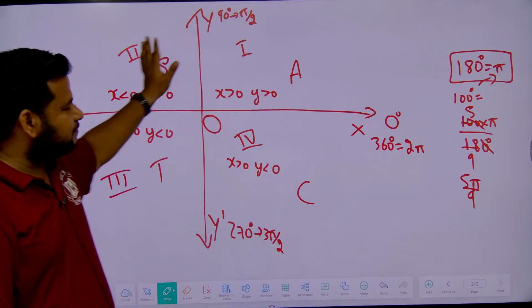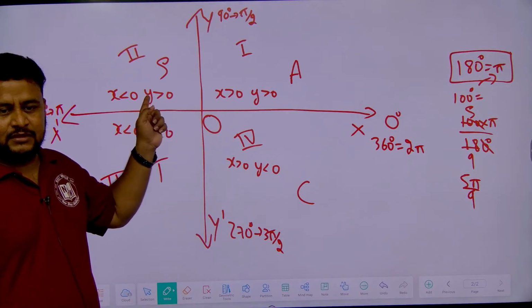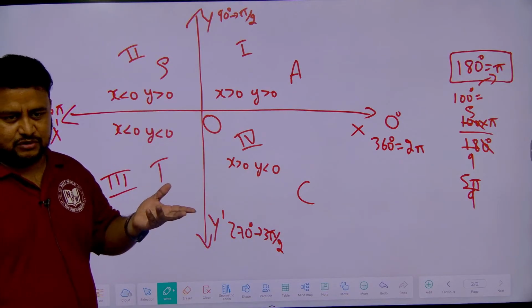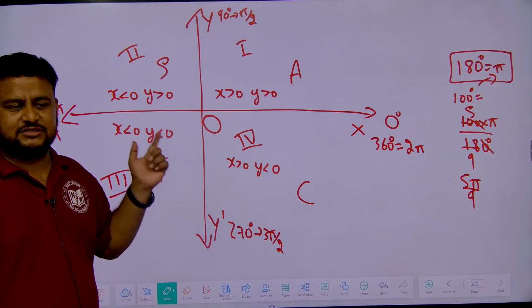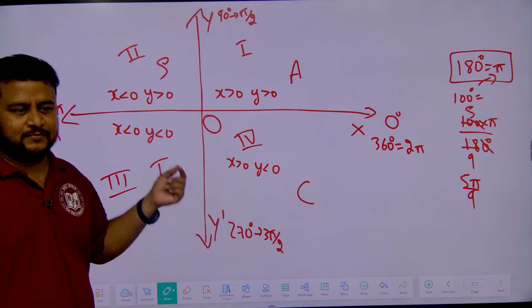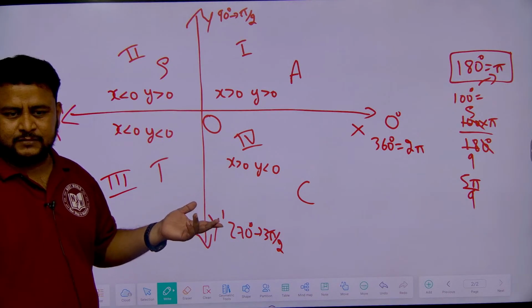But next, when you come to the second quadrant, what does this S stand for? It stands for sin theta. If sin theta is positive, you should be clear about its reciprocal. The reciprocal of sin theta is cosecant theta. That will also be positive.